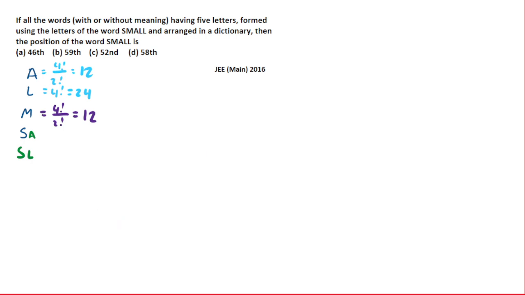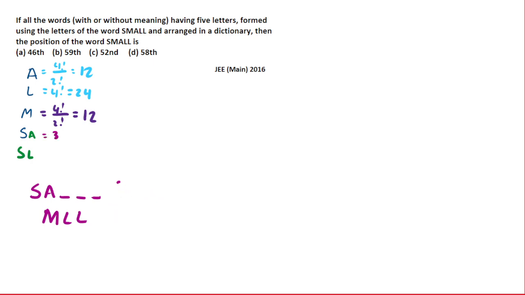Now, let's move on to SA. This may seem a little bit different, but it's just the same strategy we've been using. So first I'll put in the first 2 letters, then 3 slots for the 3 remaining letters, which are M, L, L. Just like what we did with M and A, this is 3 factorial, but since there are 2 L's, we divide by 2 factorial, which is just 3. So I'm just going to write it as 3.